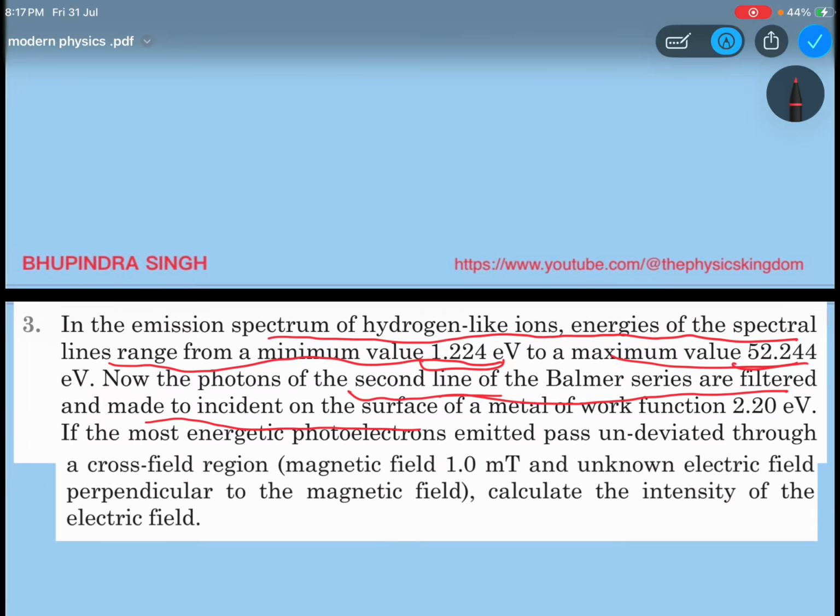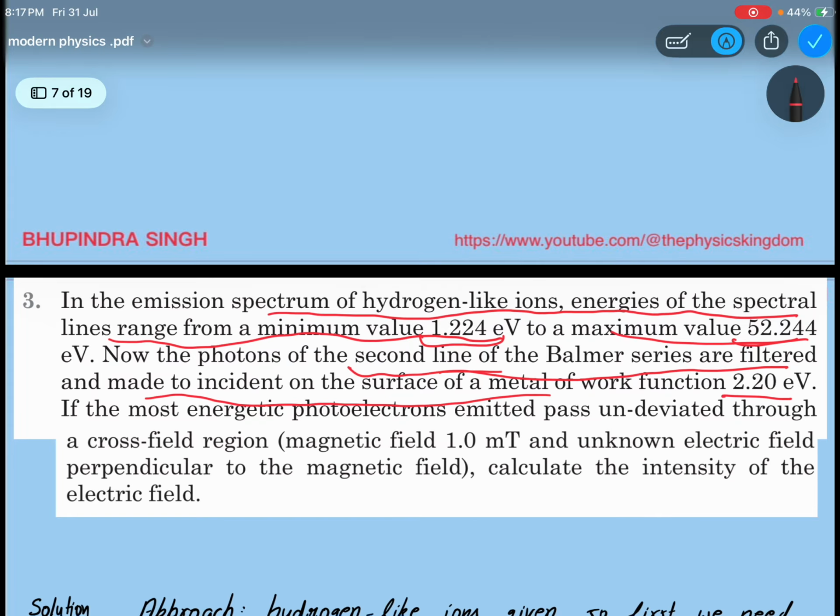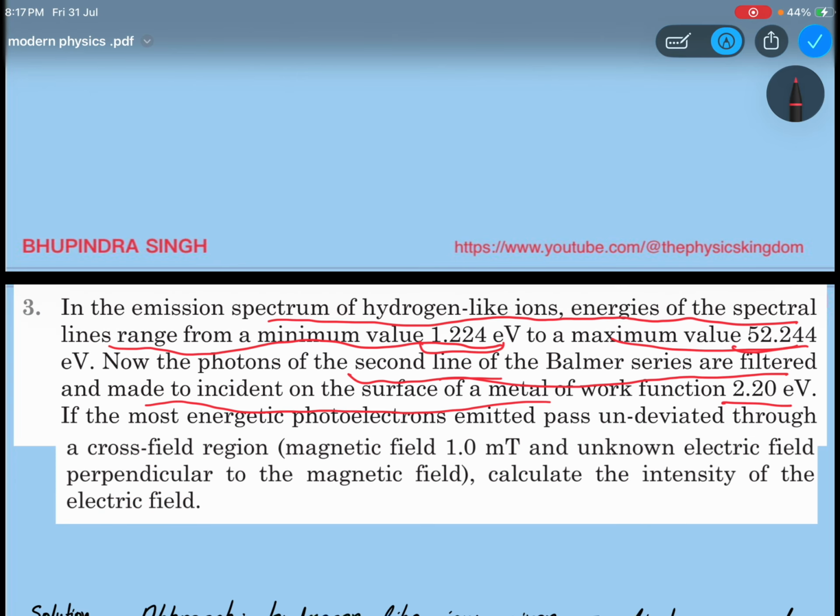And these are made to be incident on the surface of a metal of work function 2.2. So whatever energy we get of the Balmer series, you filter it out and strike it on a metal surface with work function 2.2. This much energy will be consumed, and the remaining energy will be taken up by the photoelectron, and they say that photoelectron passes undeviated. In a crossed electromagnetic field, for any charged particle to pass undeviated, QVB should be equal to QE, or you can say V is equal to E by B.